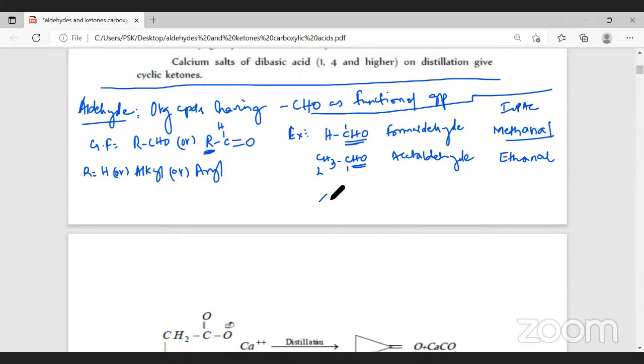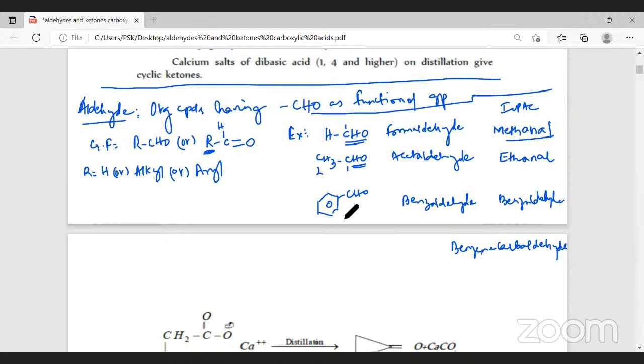Likewise, if you take an aromatic compound, if you replace R by C6H5 or a benzene ring, the common name for this molecule is benzaldehyde. The IUPAC name for this simple aromatic aldehyde is also benzaldehyde, or it is also called benzene carbaldehyde, C-A-R-B-A-L-D-E-H-Y-D-E. So the simplest aromatic aldehyde is benzaldehyde. It has the IUPAC name benzaldehyde, or it can also be called benzene carbaldehyde. Right? These are the simple organic molecules of aldehydes. There are millions of organic aldehyde molecules, but we have to start with learning the preparation of aldehydes.